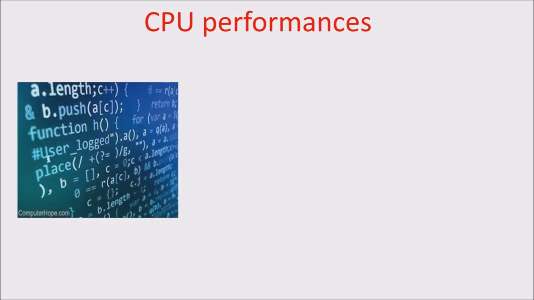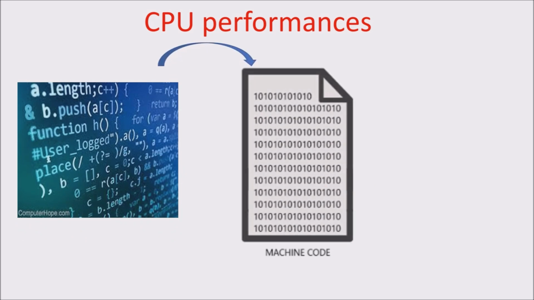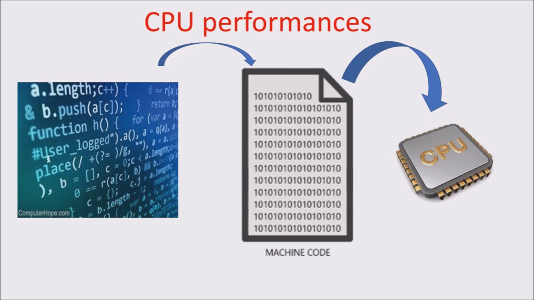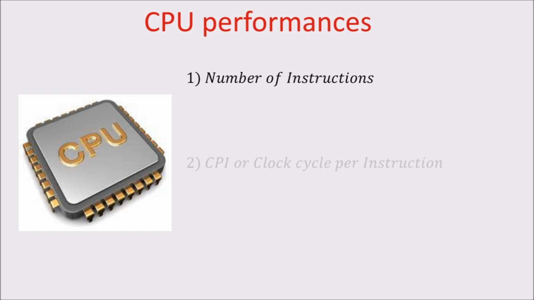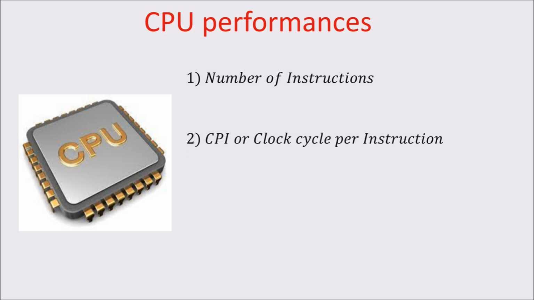A specific task normally is a program. As we know, the program is translated by the compiler and the assembler into a sequence of instructions, and the CPU essentially executes these instructions. So the first factor of our CPU time equation is the number of instructions. The second factor is the time needed to execute an instruction, but we know that time in a computer is measured in clock cycles. So the second factor is the clock cycles per instruction, which is the number of clock cycles we need to execute an instruction.